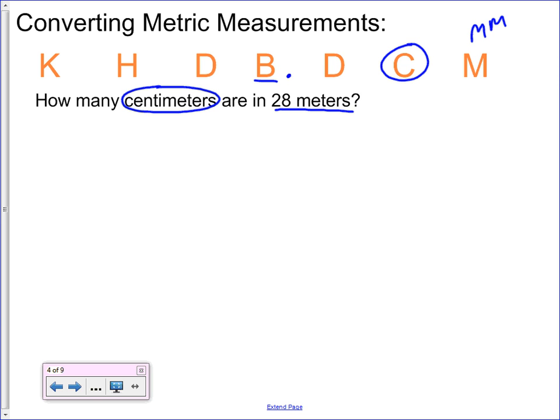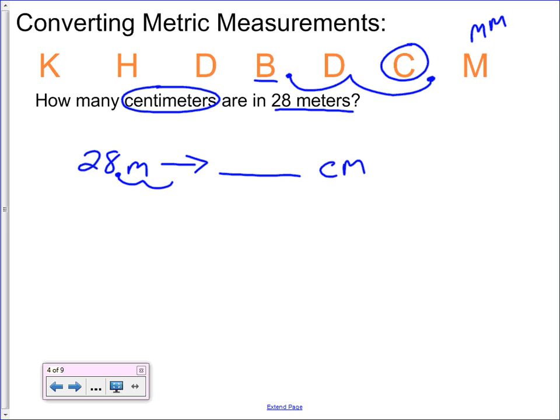So if I put my decimal again after my base, which is my meters, so I have 28 meters, that is going to centimeters. So if I move my decimal 1, 2 places so that it gets behind the C, and then I do the exact same thing over here, 1, 2, I'm going to add those with zeros, and that's going to give me 2,800.